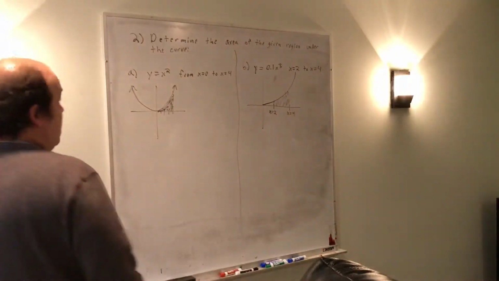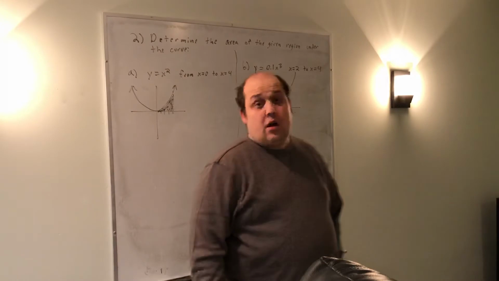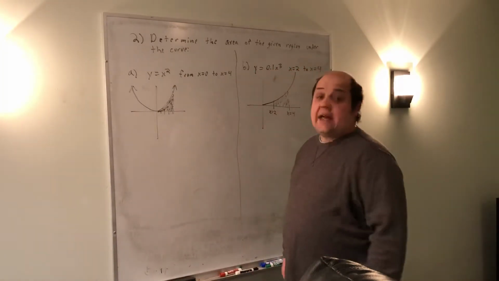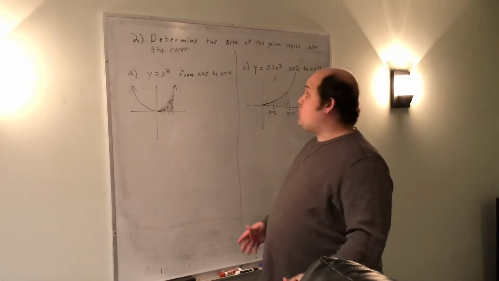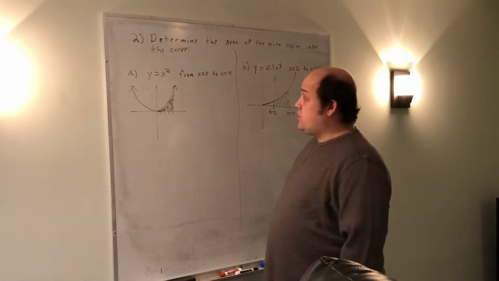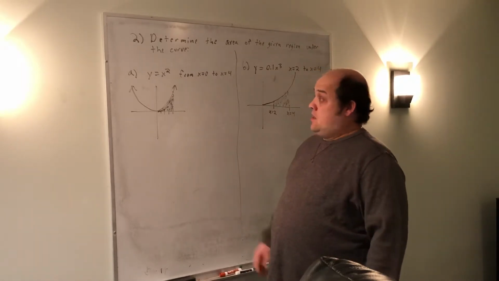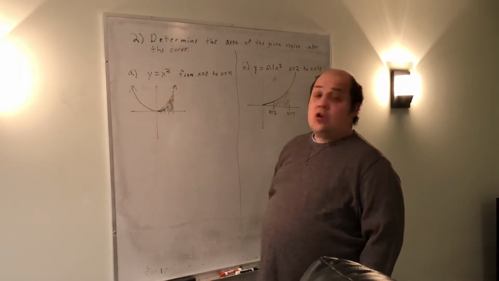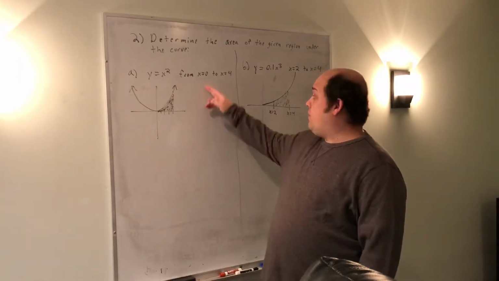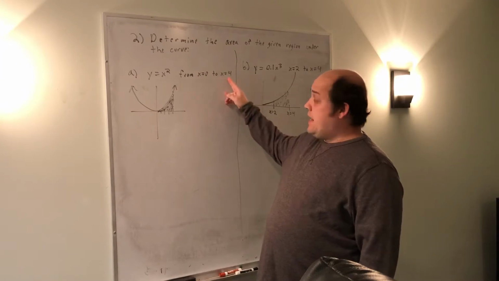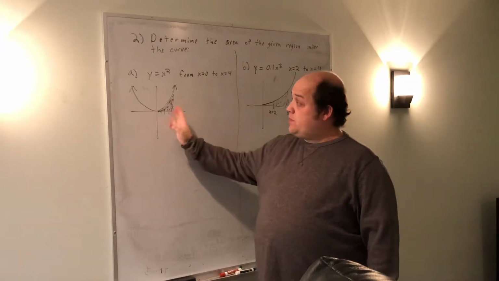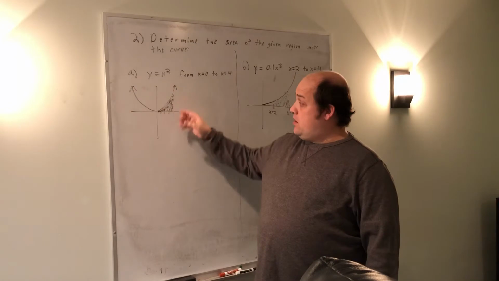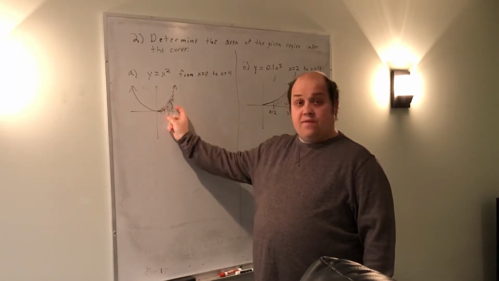Really, the key application of integration is area under the curve. So this is graphically showing what the integral is actually doing in these problems. Here in A, we have the graph of y equals x squared. We're asked to find the area under the curve from x equals 0 to x equals 4. So it's displayed graphically. Here's the parabola. Here's the area we're interested in finding.